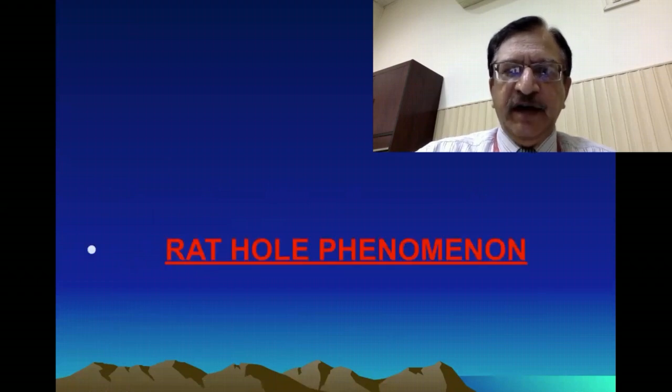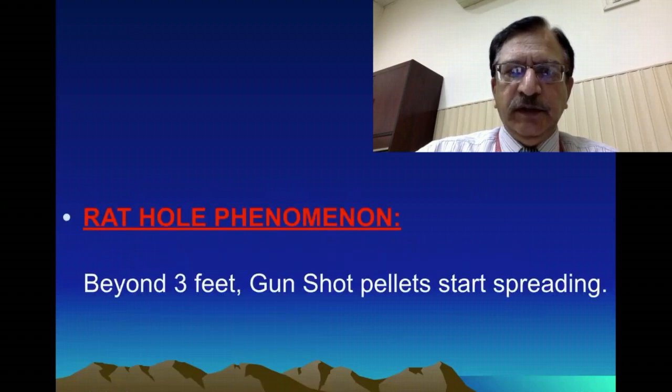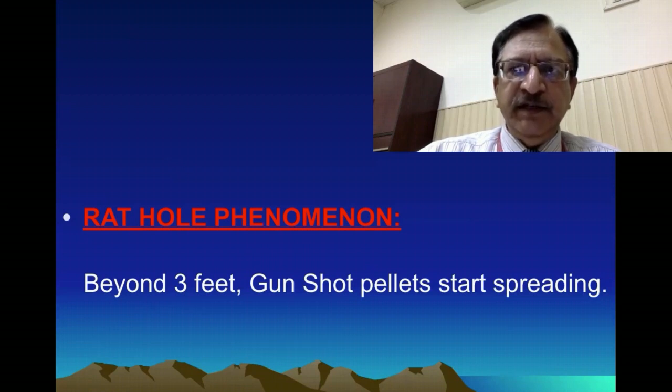So first, the rat hole phenomenon. Beyond 3 feet, which is usually called arm's length, though it will further depend upon the choking, because choking increases the compactness of the discharge after travel. If the weapon is not choked or is less choked, beyond 3 feet the gun pellets start dispersing, spreading or fanning out.